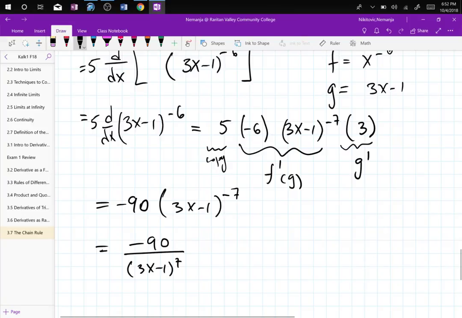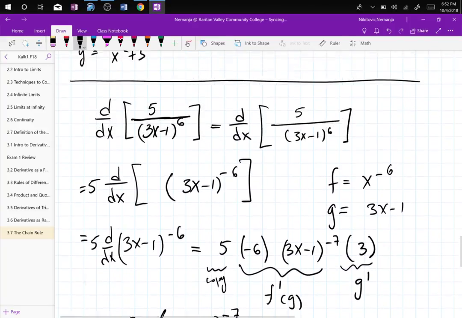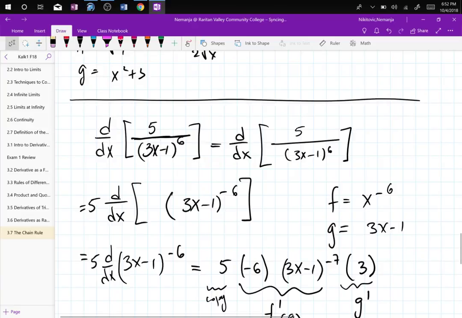So what I did is I used the chain rule with simple algebra manipulation, where I took the denominator and rewrote it with a negative power. I took 5 out, and now I see the 5 goes up. All right, good.